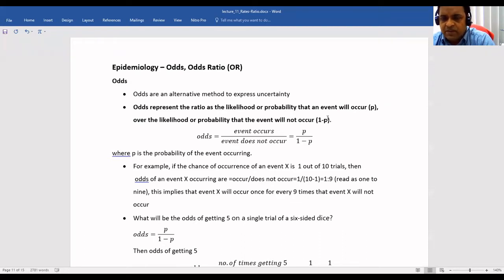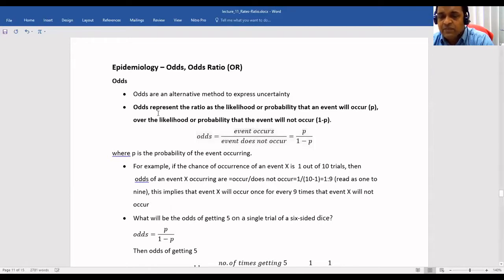So odds is nothing but an alternative method to express uncertainty. We know the uncertainty can be expressed by probability, but we can also express it through odds. So what is the meaning of odds? Odds is nothing but the event occurring over the event not occurring. Something will happen, something will not happen. Somebody will be ill, divided by somebody will not be ill. Or somebody will suffer from a specific disease over somebody will not suffer from that specific disease.